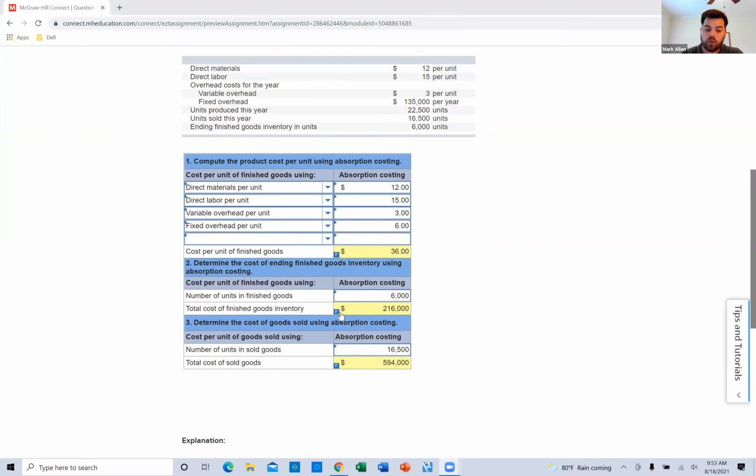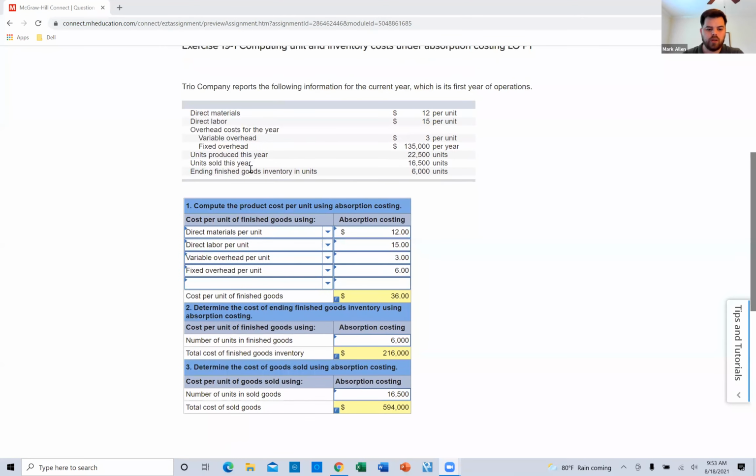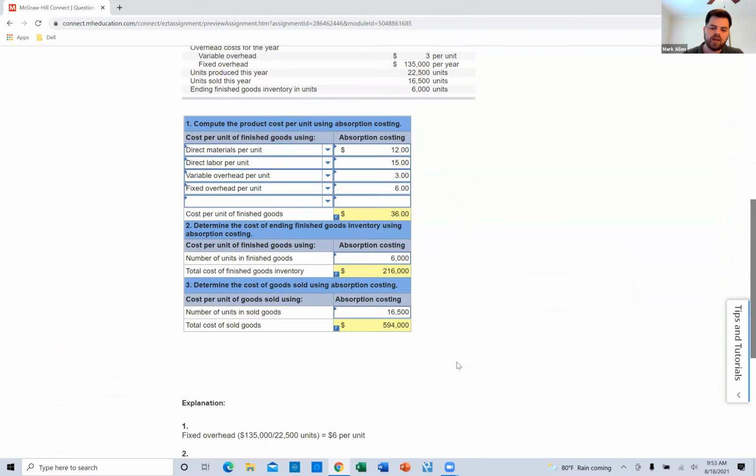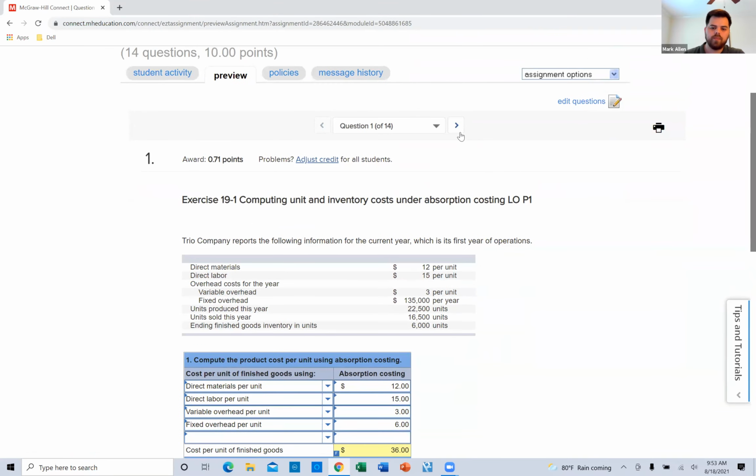First, what is the total cost of finished goods inventory? There are 6,000 units in finished goods inventory. So we'll take the 6,000 units times the cost per unit of $36. And that 36 times 6,000 is $216,000. We'll then repeat this process for cost of goods sold by taking the units that were sold, 16,500, times my cost per unit of $36, and that will give us a total of $594,000. So with that, we have officially finished question number 1.